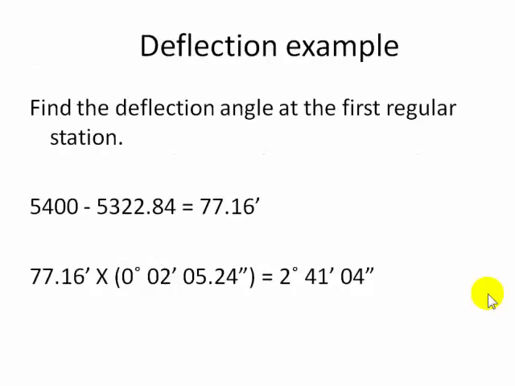For instance, if we're finding the deflection angle at the first regular station, that first regular station occurs at 54 plus 00. Our PC is at 53 plus 22.84. So we take the difference in those two stations and come up with an arc length of 77.16 feet. 77.16 feet times the deflection angle for 1 foot of arc will then give us a deflection of 2 degrees, 41 minutes, 4 seconds.